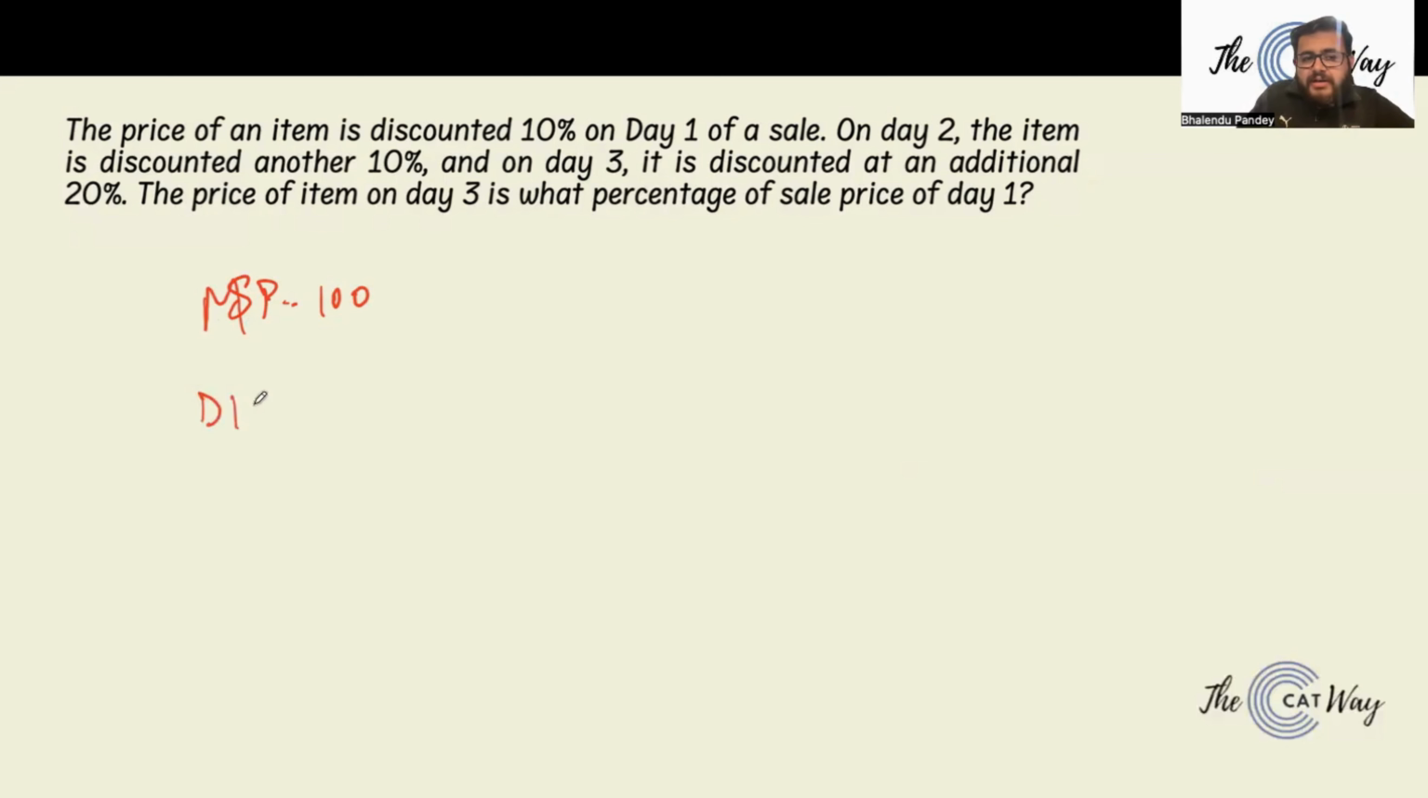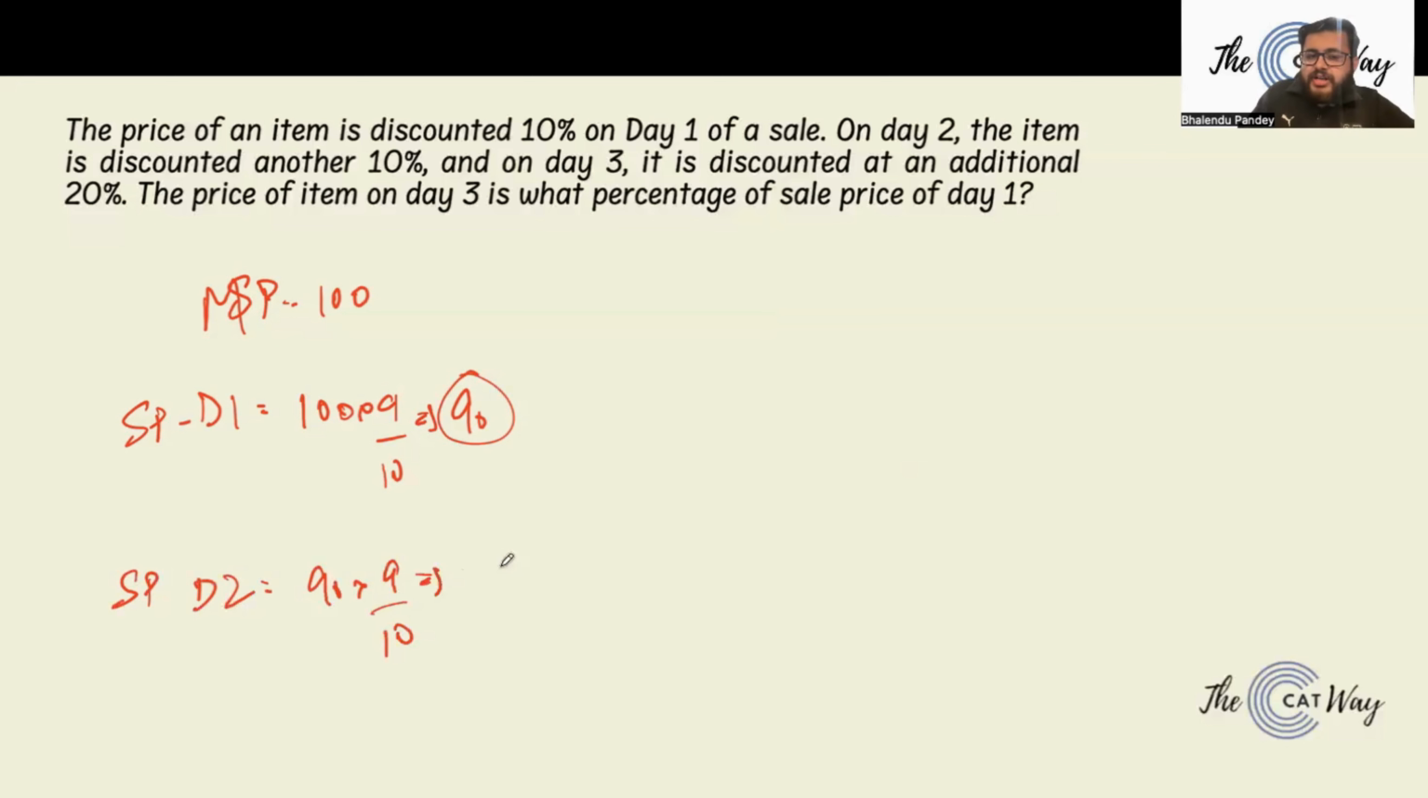So on day 1, it is being sold at a 10% discount. So what is the selling price on day 1? 100 multiplied by the multiplying factor 9 by 10. That means it is sold for 90 rupees. Selling price on day 2 will be what? 10% discount on 90 rupees, so 9 by 10 multiplying factor. So it is being sold for 81 rupees. On day 3, it is being sold for 81 multiplied by the 20% discount, which means 4 by 5.